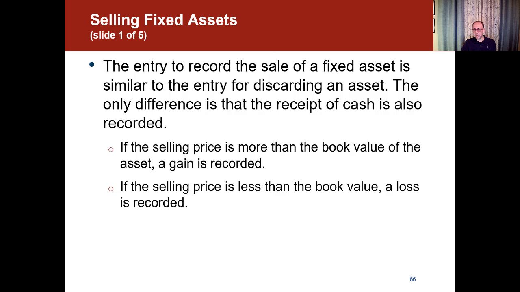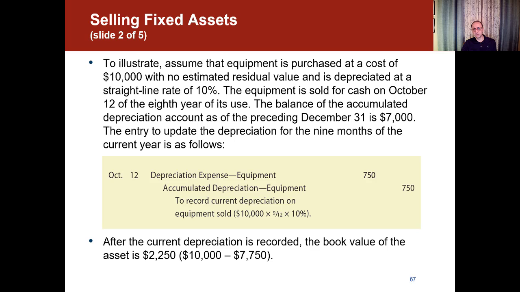So as I said before, if the selling price is more than the book value of the asset, a gain will be recorded. And gains are always recorded on the credit side, very similar to revenues. If the selling price is less than the book value, then we have a loss that should be recorded, and all losses should be recorded on the debit side. So we'll see how this works.